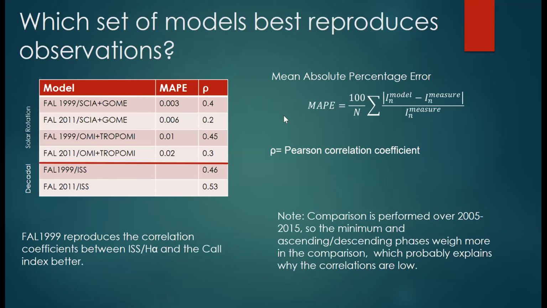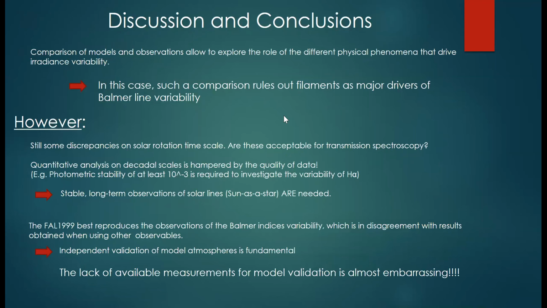Now, can we use these observations to distinguish which sets of models best reproduce the properties of the sun? To answer this question, we looked at different metrics to evaluate the differences between the models and the observations. In particular, I looked at the mean absolute percentage error and the Pearson correlation coefficients, which are reported in this table. Overall, we found that the FAL 99 model seems to better reproduce observations than the FAL 2011 models.